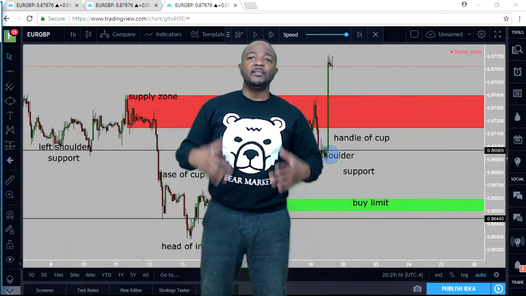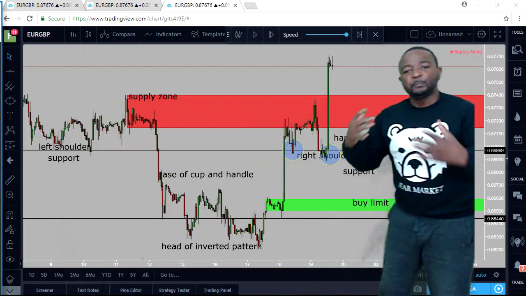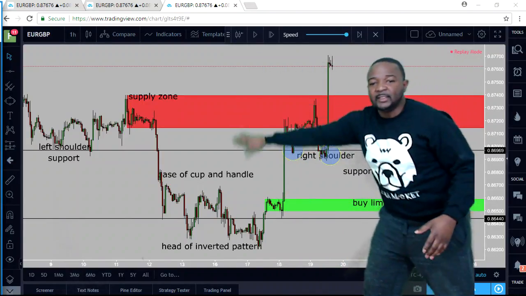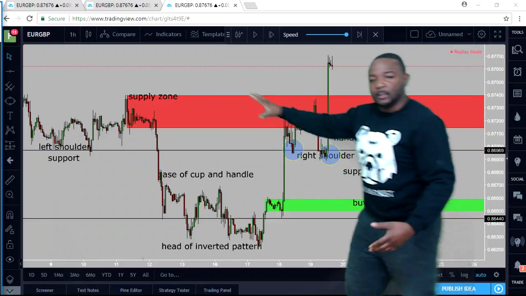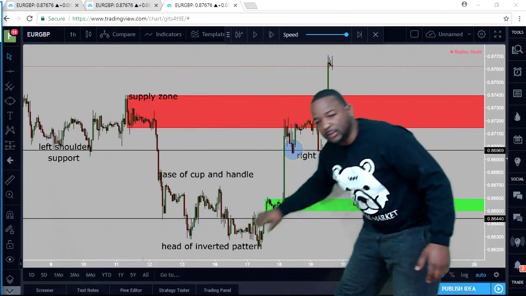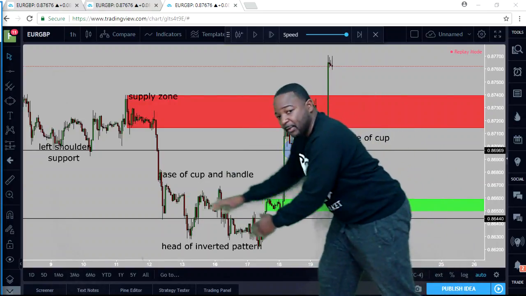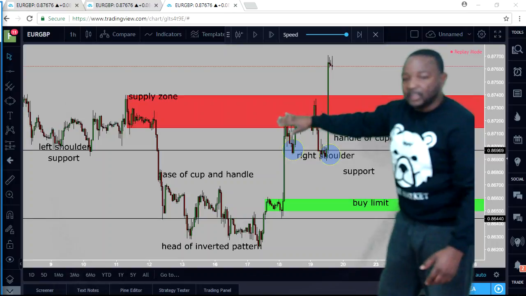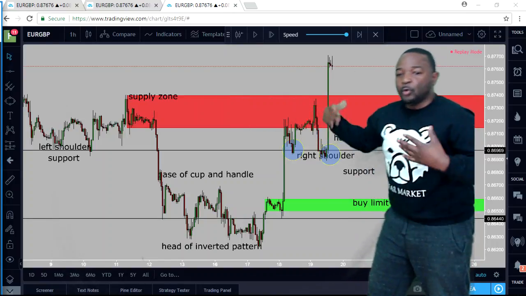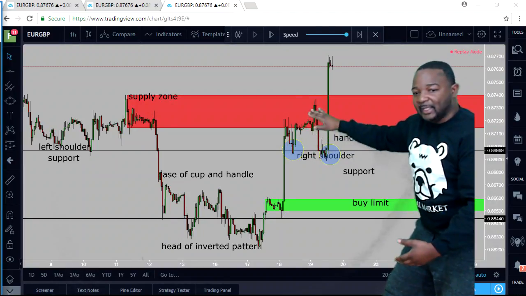How many of you heard of the teacup? We spoke about this last night, right? We spoke about this teacup being the inverted head and shoulder. What is this over here? Left shoulder, market drops. This is your bowl. This is the head. This is the bottom of the cup and the head. The market goes up and hits that supply zone, which is the reason why the market dropped. That market comes down and creates the handle.